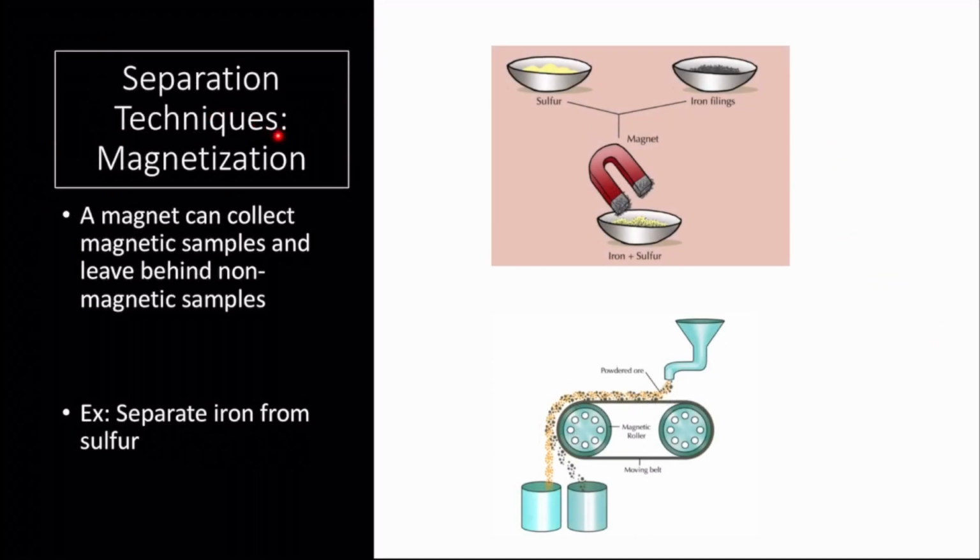The next separation technique is magnetization. Here we use a magnet to collect magnetic samples and leave behind non-magnetic samples. For example, we can separate iron from sulfur. We can have a heterogeneous mixture of iron and sulfur, and we can grab a magnet, and the magnet in close proximity to this mixture will attract the iron because it's magnetic. So we can separate the iron filings from the sulfur.